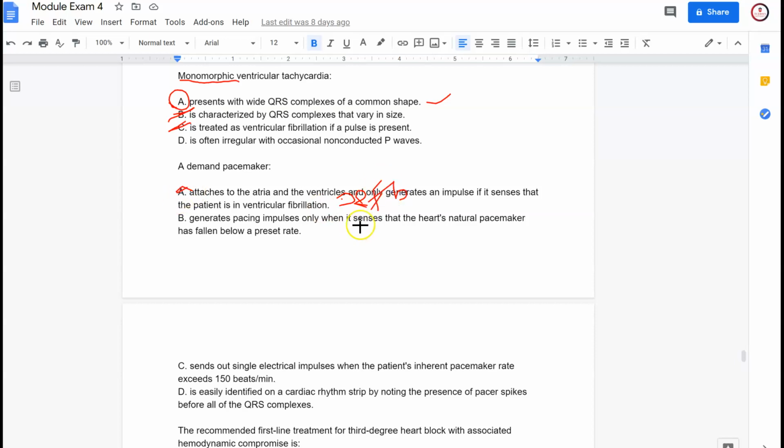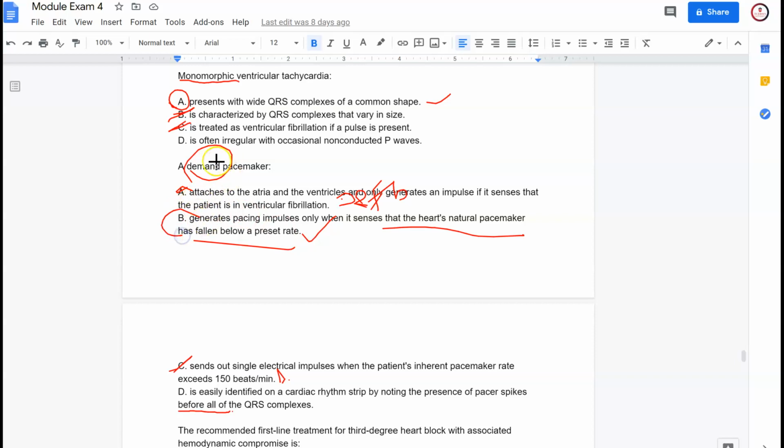Generates pacing impulses only when it senses the heart's natural pacemaker has fallen below a preset rate. Yes, so far that sounds good. Sends out single electrical impulses when the patient's inherent pacemaker size exceeds 150. Again, you're fibbing here. That would be a defib, not a pacemaker. It's easily identified on a cardiac rhythm strip by noting the presence of pacer spikes before all of the QRS complexes. See, that's the difference. Before all, right? A demand pacer only works when it's needed.